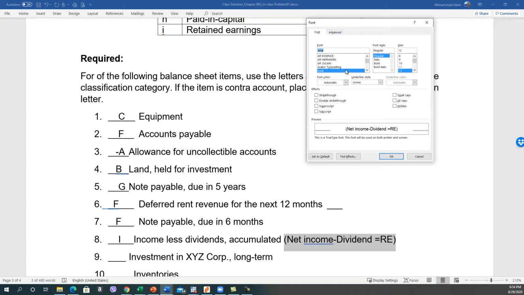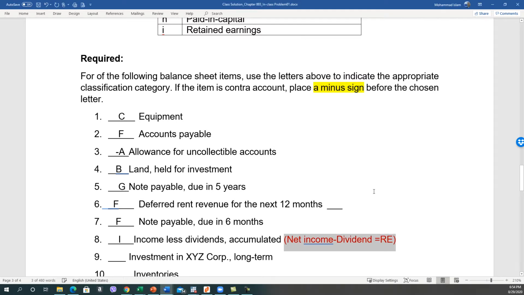Different colors. Okay. Font style, size, what do you do? Okay, let's use a different color.